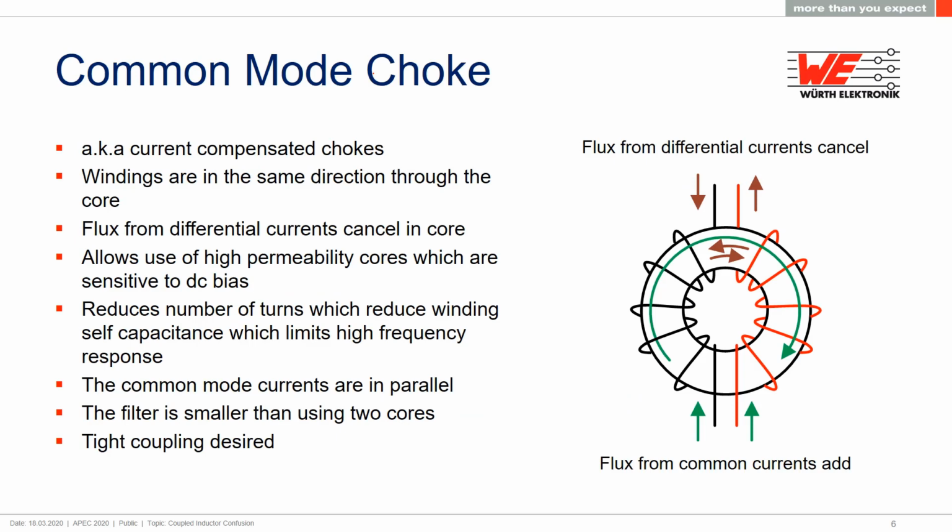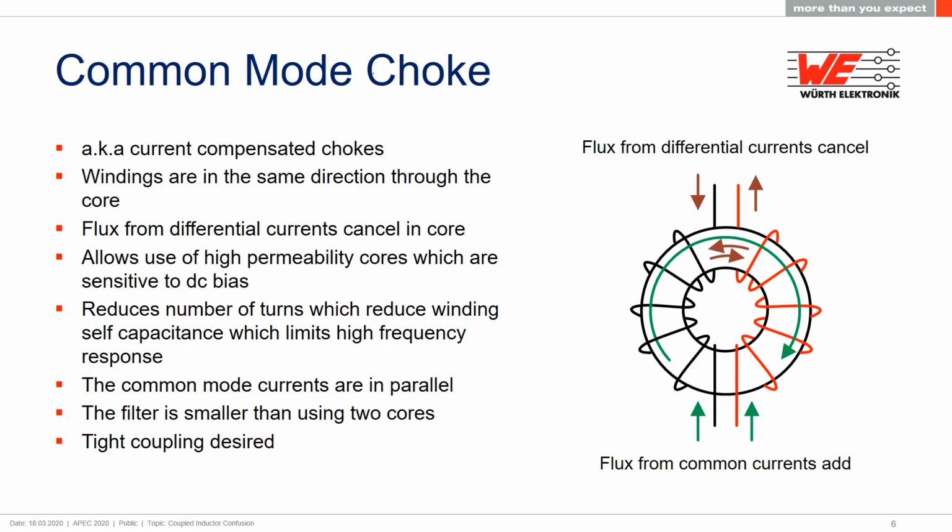Here is our first coupled inductor, the common mode choke, sometimes called the current compensated choke. What you have are two windings that are wound in the same direction on the core. In this case, one traverses to the left and the other to the right, but the direction through the core is the same. Flux created from common mode currents goes in the same direction, so it adds in the core and is presented with a large impedance to impede unwanted signals like noise. Flux created from differential currents cancel in the core because they go in opposite directions.